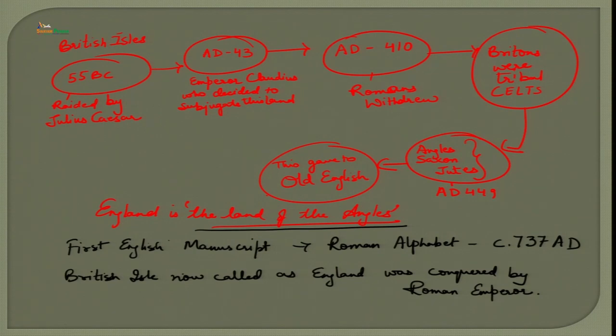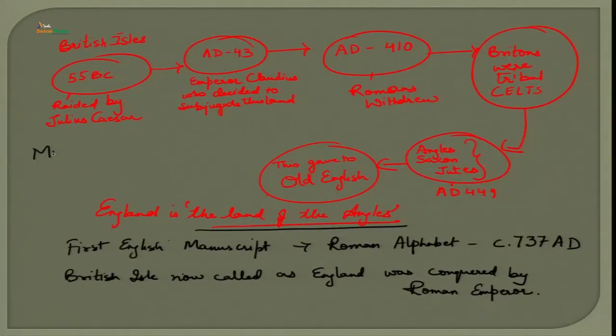So, many words that we are using nowadays are derived from that language only. For example, if I take mile, this word is derived from the Latin word M-I-L-L-E, that means a thousand, right? That is of Latin origin, okay?